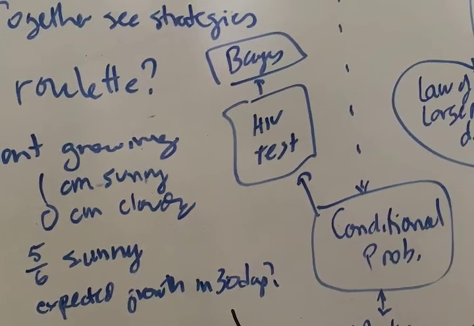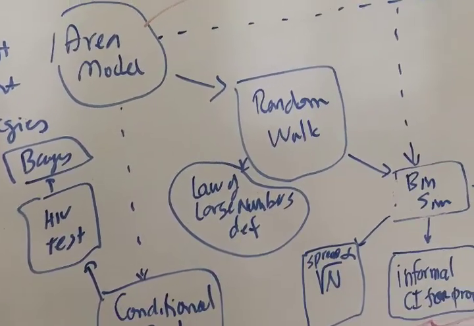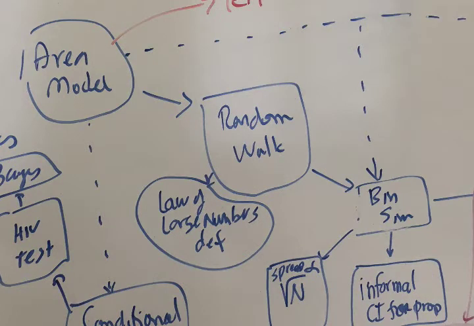But let's look over here where we have boxes and arrows. Here we see what I think is sort of the basic thing, area model. That's what came from all the other videos from 10 years ago. And you can see that I think this leads to the random walk, which leads to this box, bin sim, which stands for binomial simulator. But back here at random walk, from random walk, we also got the law of large numbers definition of probability.